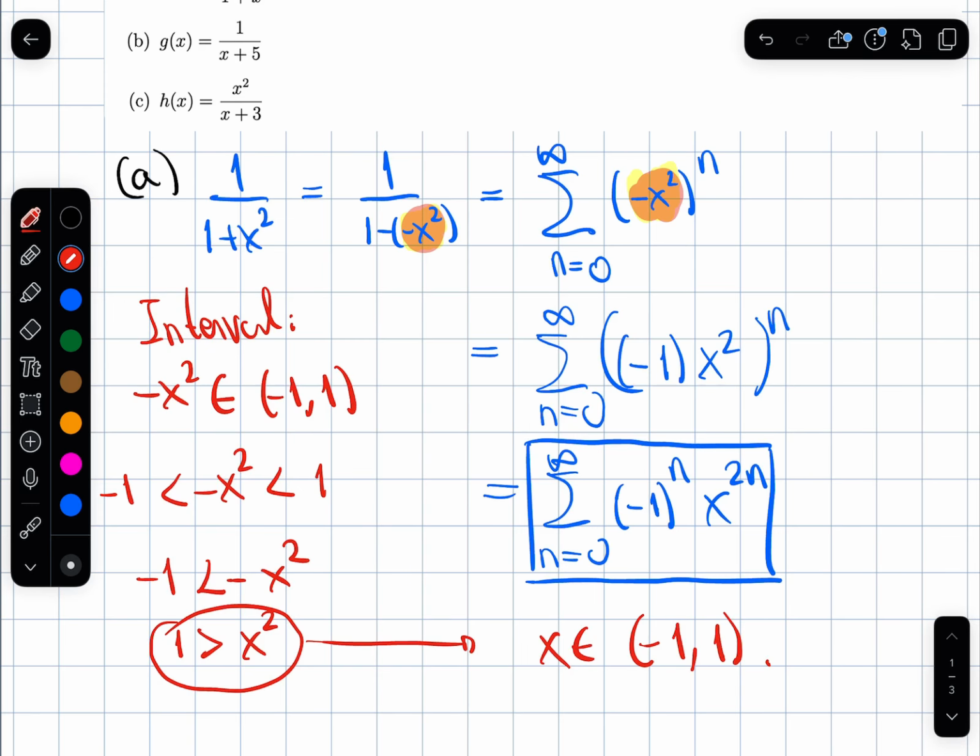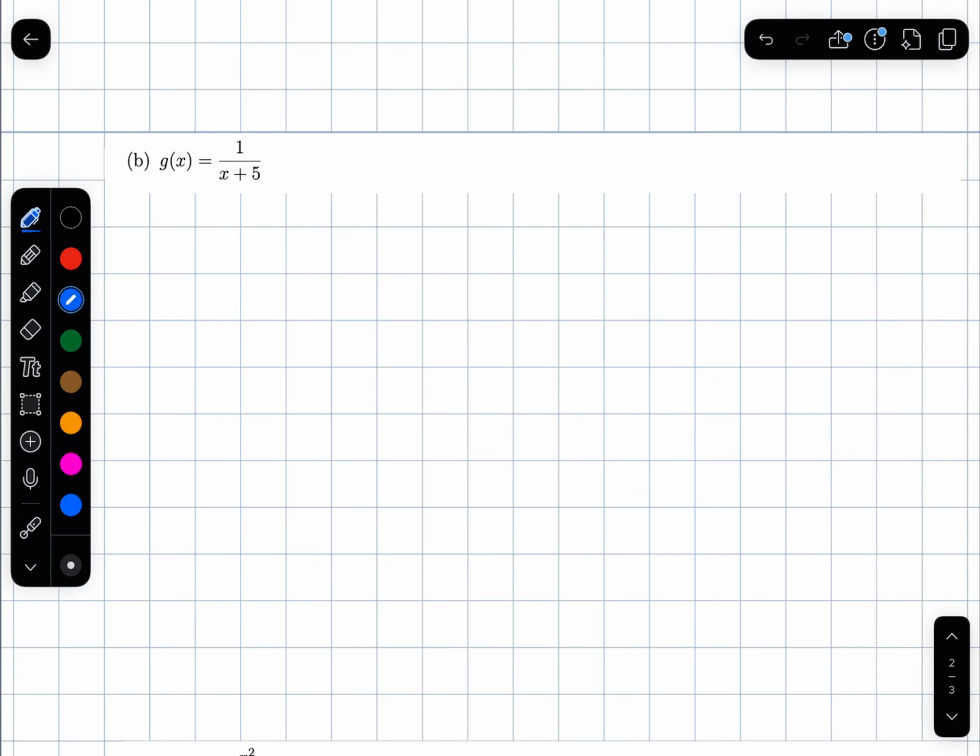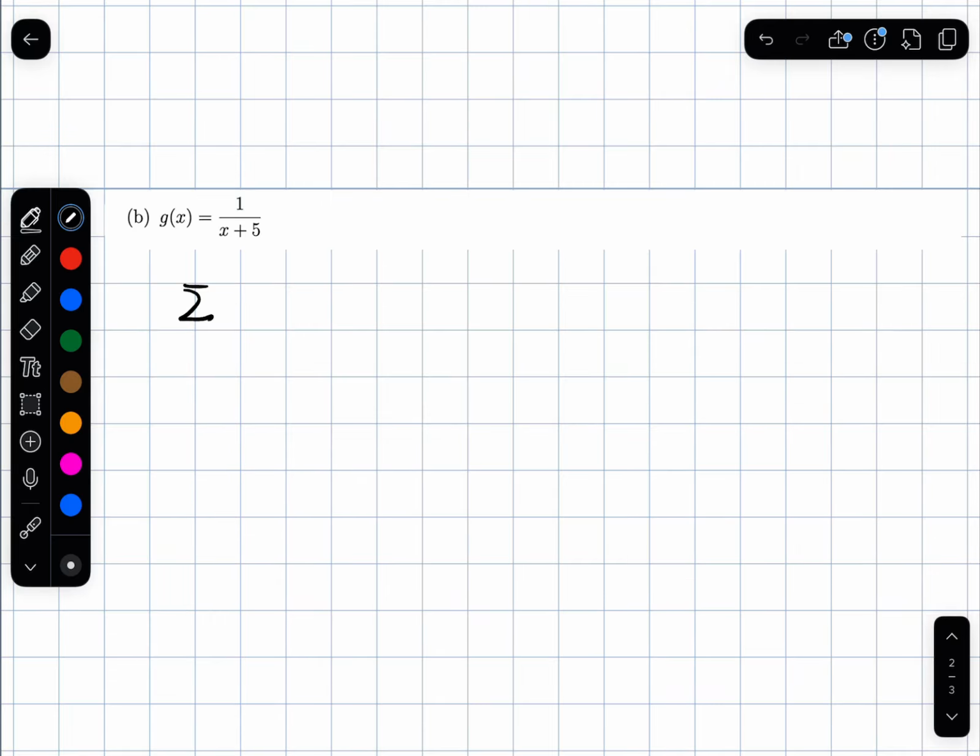Let's do example B. Hopefully that's going to make sense. So the next example is this one. Remember, we're working from what we know. We know that's this. And maybe I can even change this x here into an r for the ratio to make it super clear.